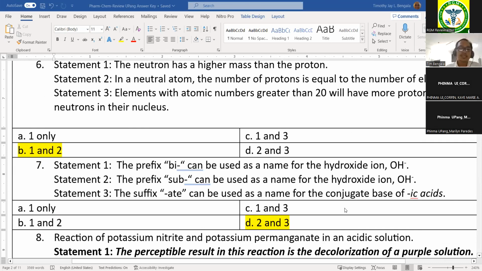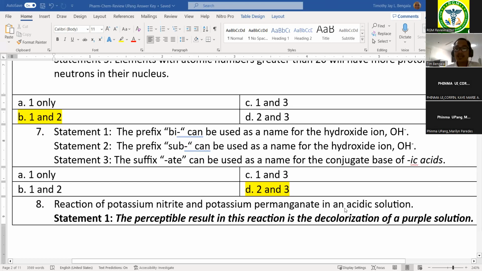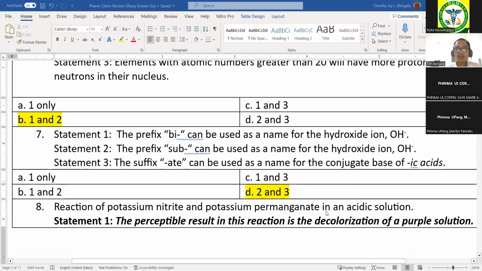Okay. Next, number 7. The prefix bi can be used as a name for the hydroxide ion. So that statement is correct.